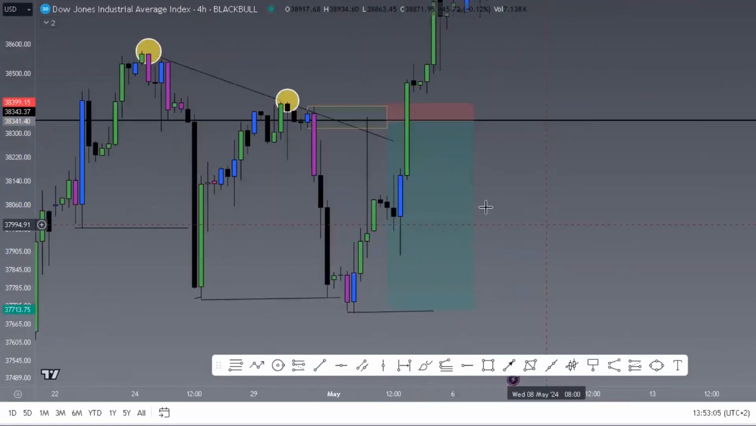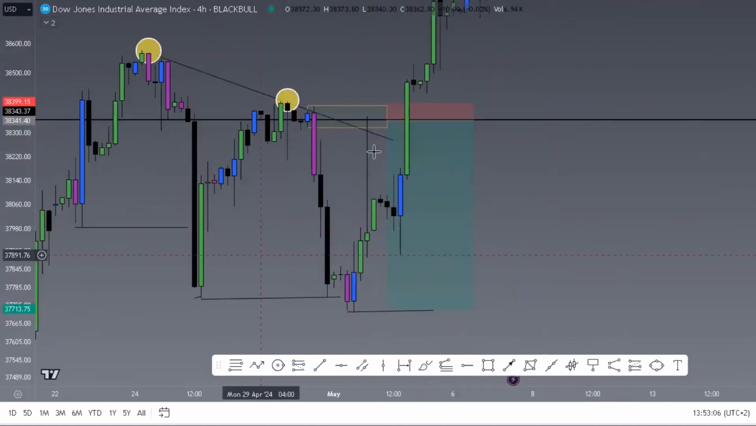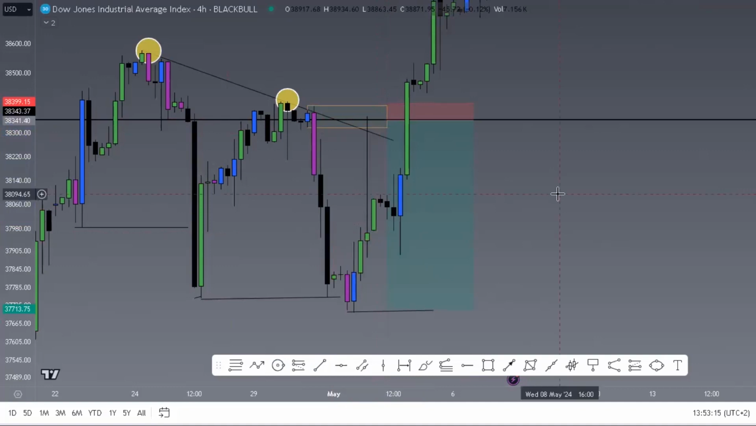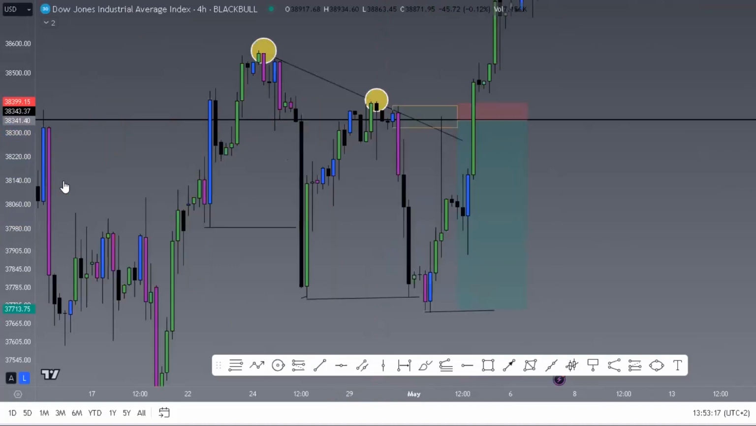Just like that. And then we had all of that. Unfortunately, we didn't hit our TP, but we made around 400 points. That's 4,000 pips, right? Yeah, that's how we trade these things.